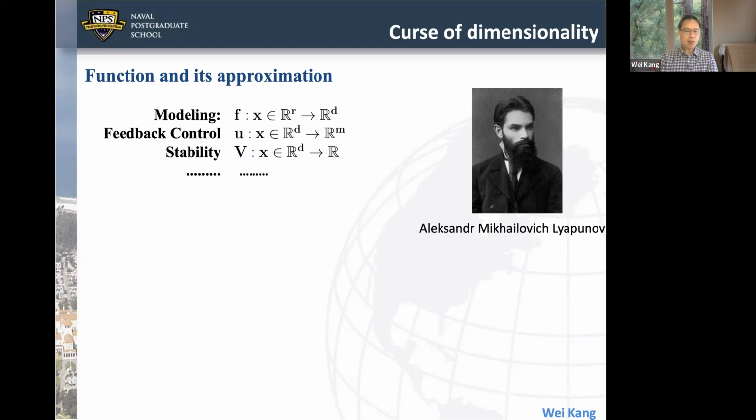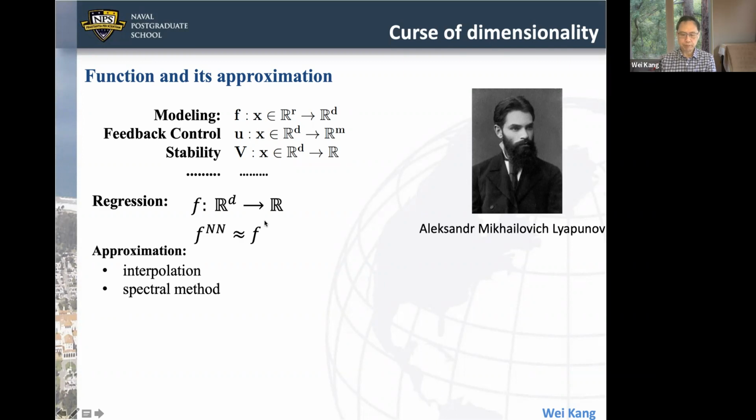Say you have an input-output relation, that's a function basically. It can represent a model of a system, or a feedback controller or feedback control law, or it can represent the Lyapunov function that gives you stability. Whatever it is, it's an input-output relationship, and we'll try to approximate that. You can do it in different ways. In machine learning, we often call it regression.